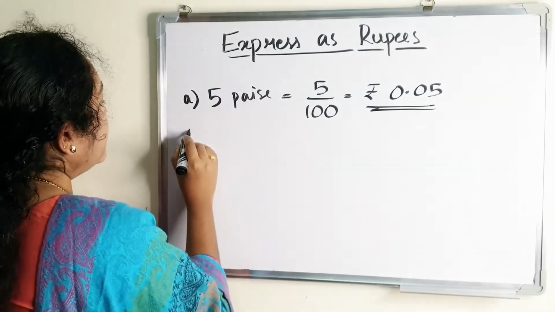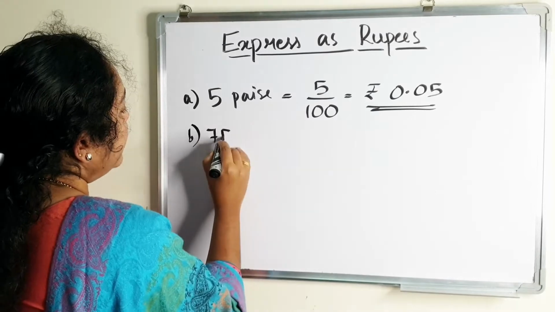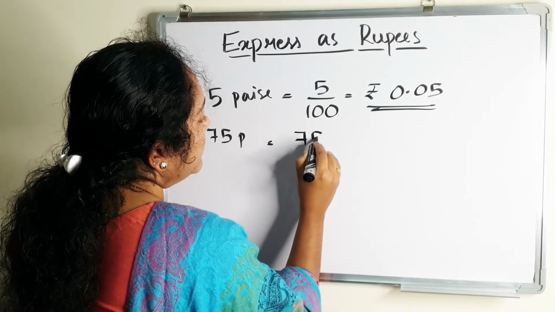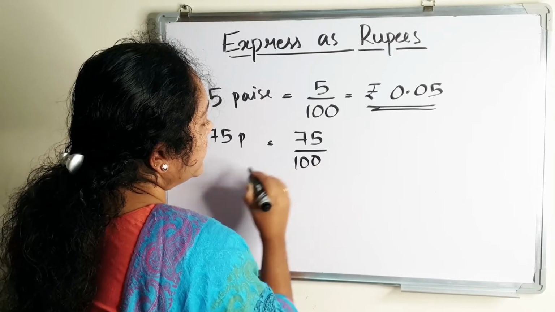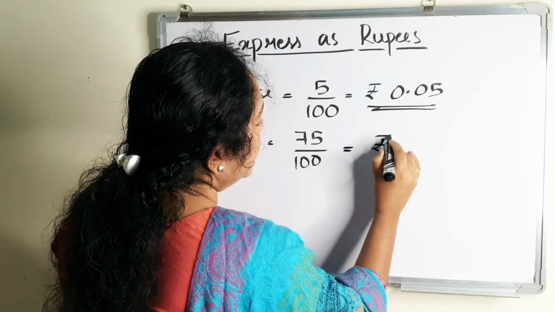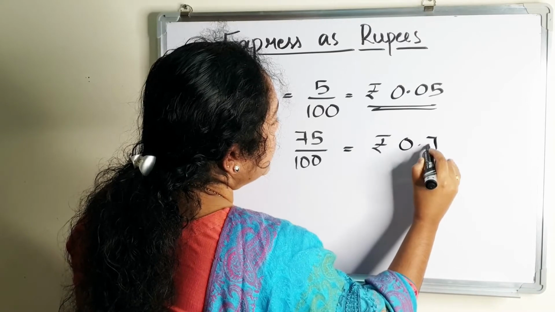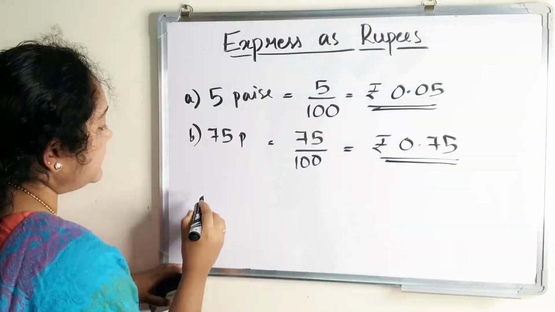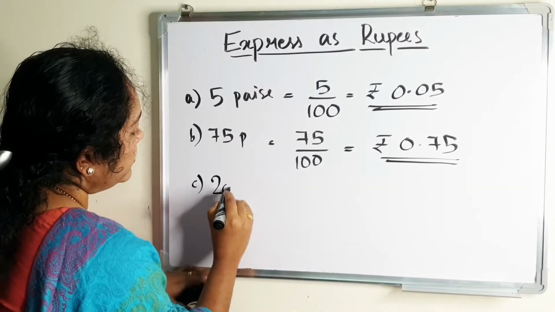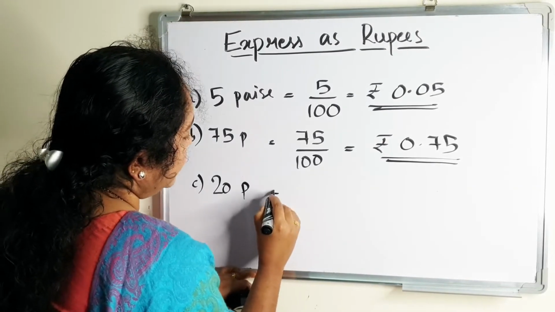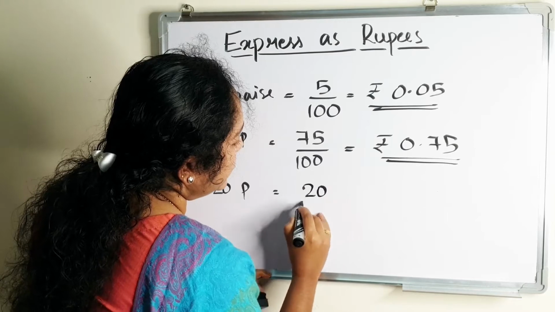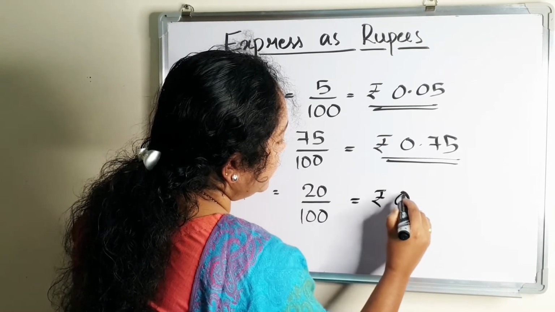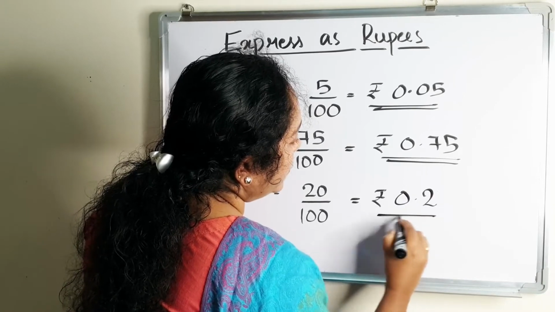Next, B, 75 paise. That is equal to the number divided by 100, which is equal to rupees 0.75. Next one, C, 20 paise. That is equal to 20 divided by 100, which is equal to rupees 0.20.